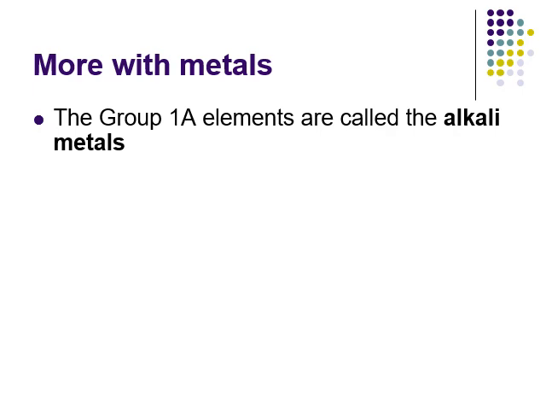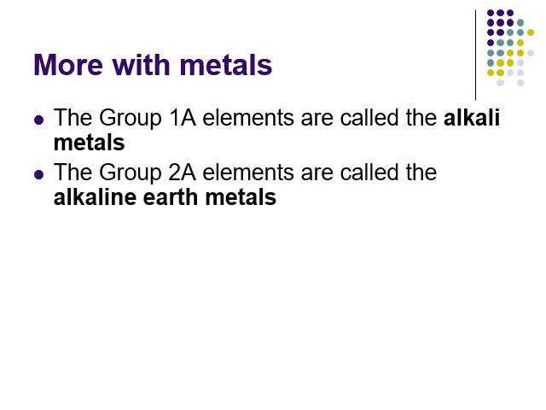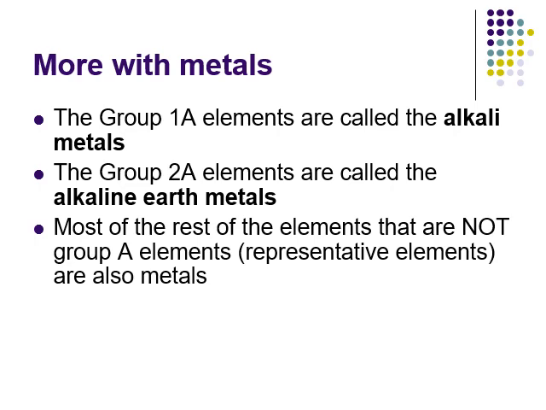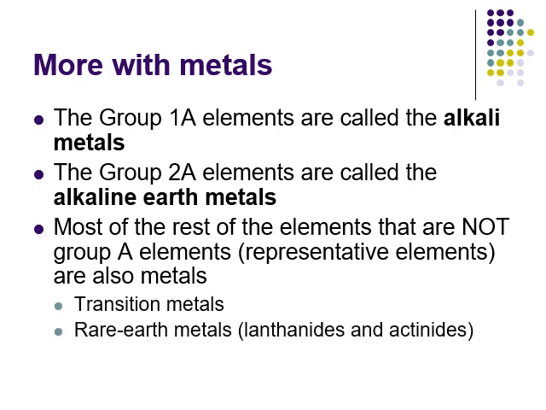So certain groups on the periodic table that are metals have specific names. So for example, group 1A are called the alkali metals. Group 2A are called the alkaline earth metals. You will need to know those. What we actually find is that the elements that are not group A metals are also metals: transition metals, rare earth metals, things like that.